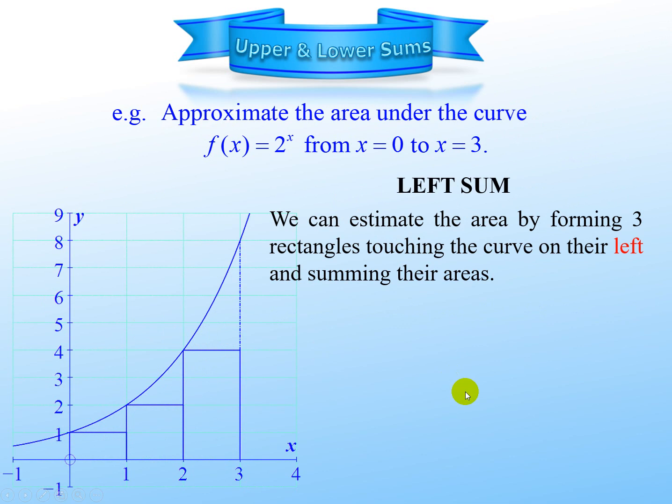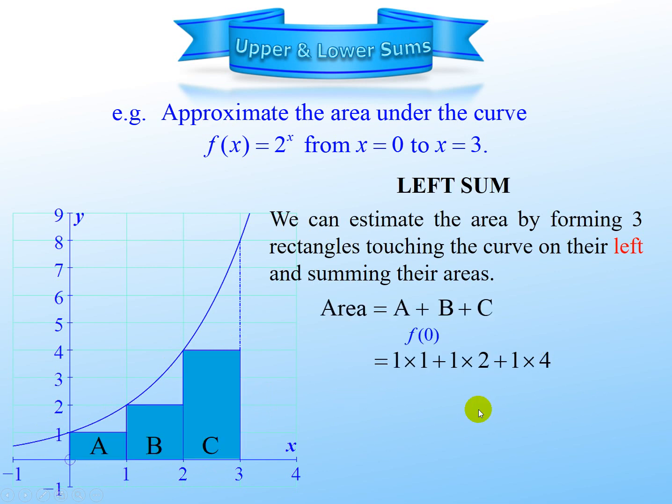So we can form rectangles, 3 rectangles, for example, on the left. So I'm going to go up from 0 where it cuts the curve. At 1, I'm going to go across until we get to 1. Then I'm going to go up from 1 up to 2 and across, and up from 2 to 4 and across. So there are 3 rectangles, all 3 with a base of 1 and a height of 1, 2, and 4. So our areas are those 3 areas, and they are 1 times 1, 1 times 2, 1 times 4.